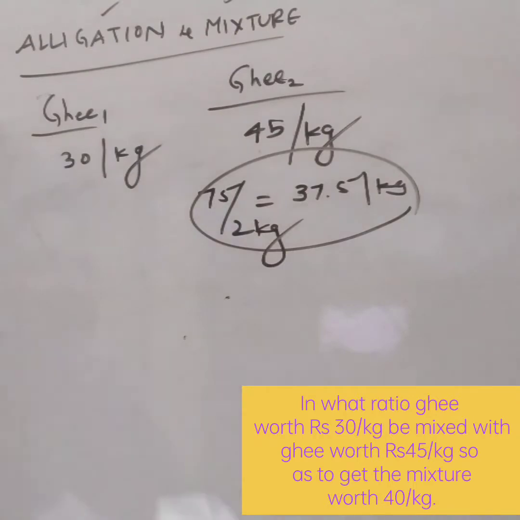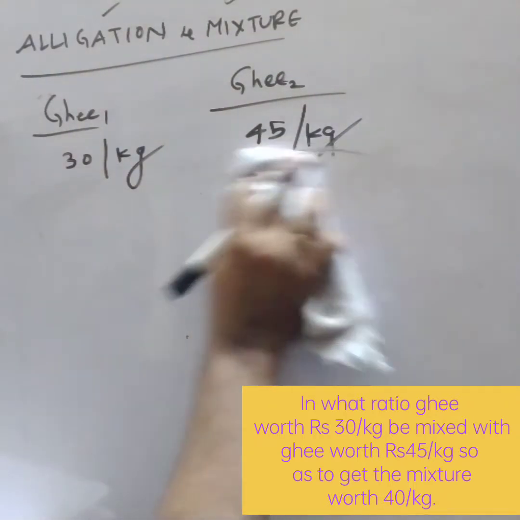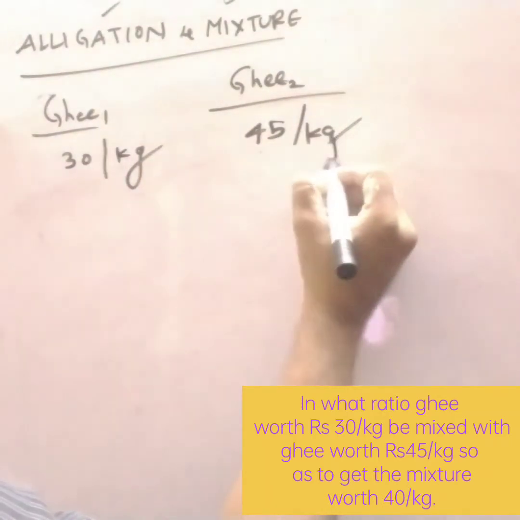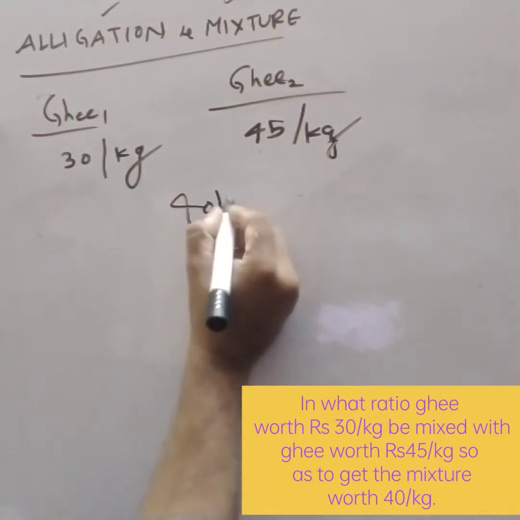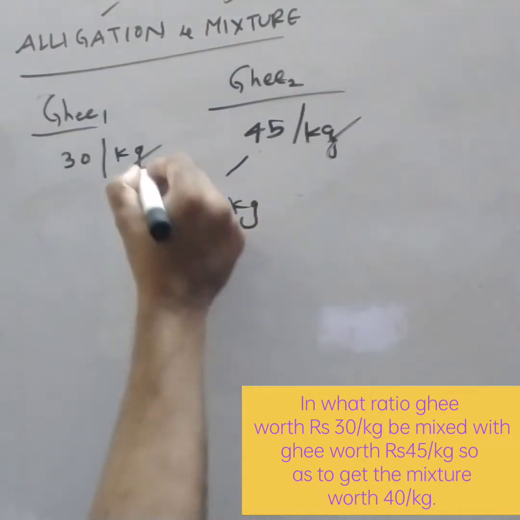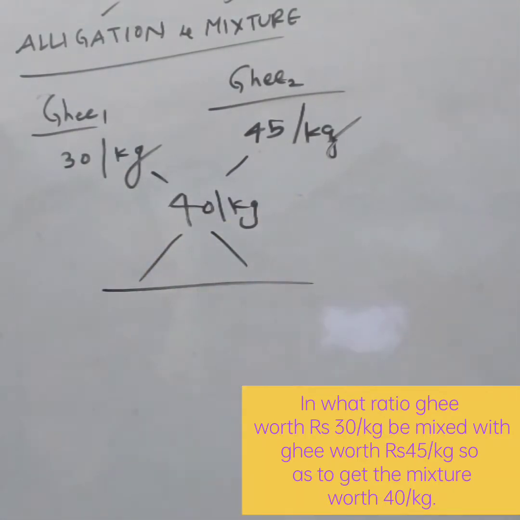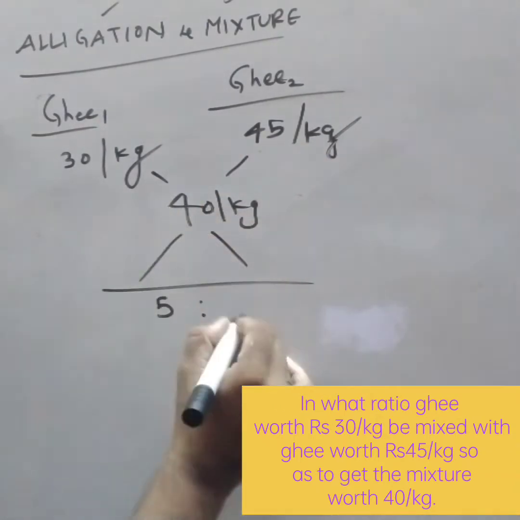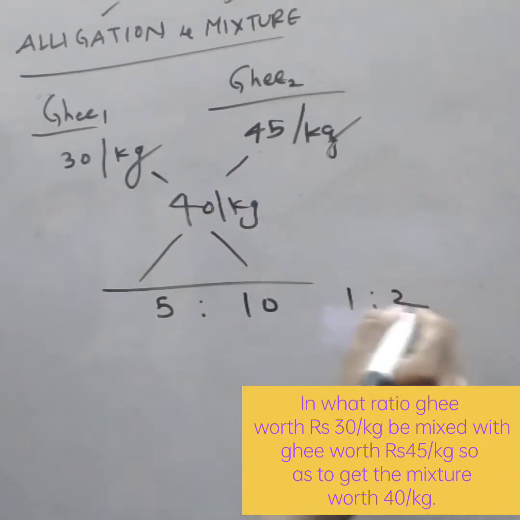But how I am selling it is, I am selling it for 40 per kg, making some profit in the business. So in what ratio I must mix both of them? That is the thing. So 45 minus 40 is 5, 40 minus 30 is 10. So 1:2 ratio I will make.